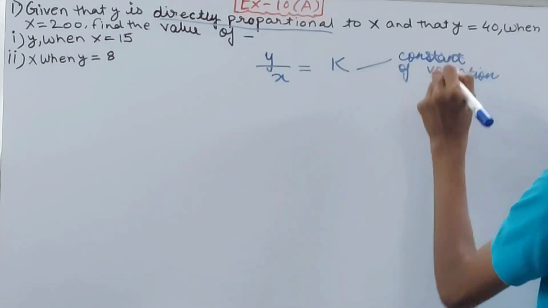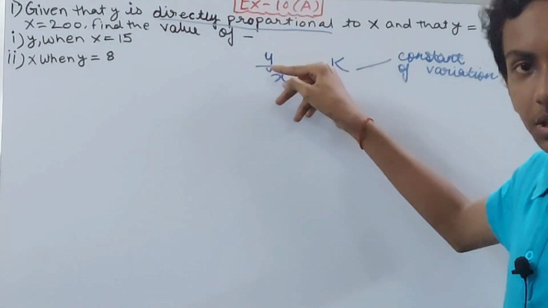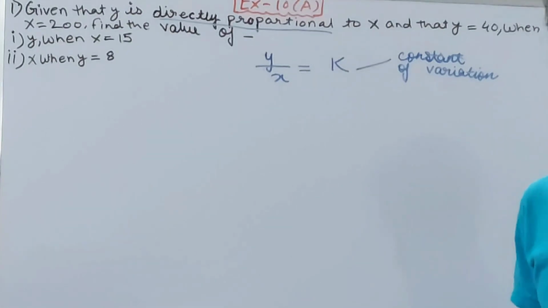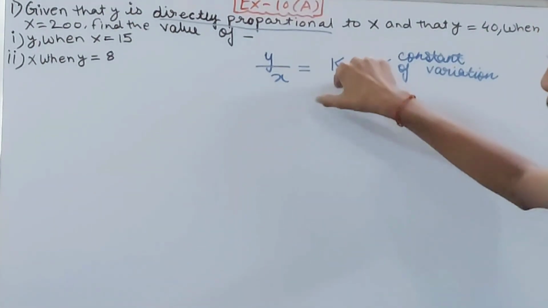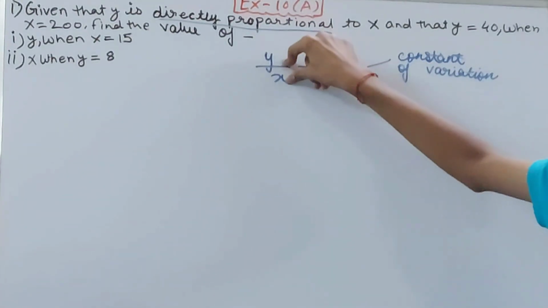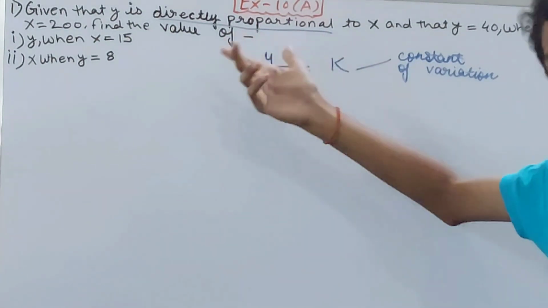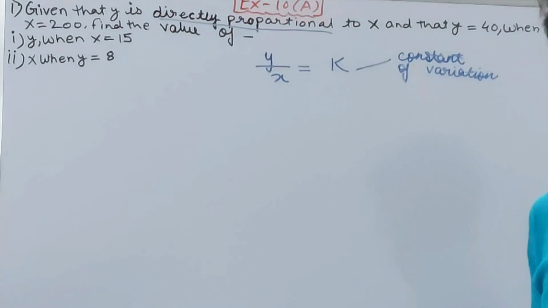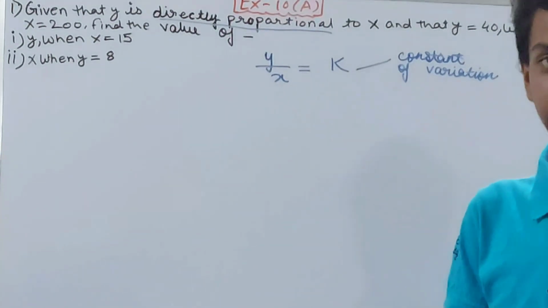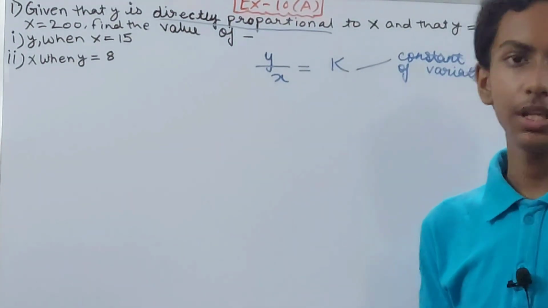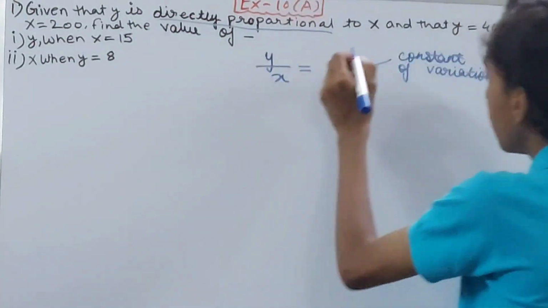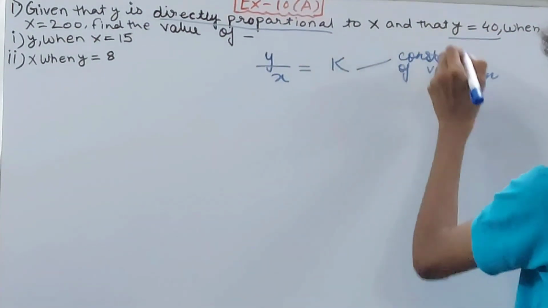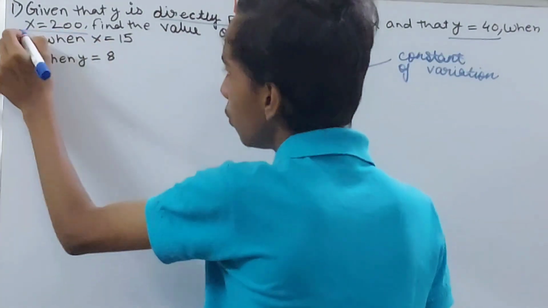What is this constant of variation? That means, see, if the values of both of these increase by the same factor, then the value of k will remain the same. Suppose, let's say this is 10 and this is 5, so you will have k as 2, and if you increase the values of y and x respectively, then also the constant of variation will be the same. See, it is given that y is directly proportional to x and that y is equal to 40 when x is equal to 200.